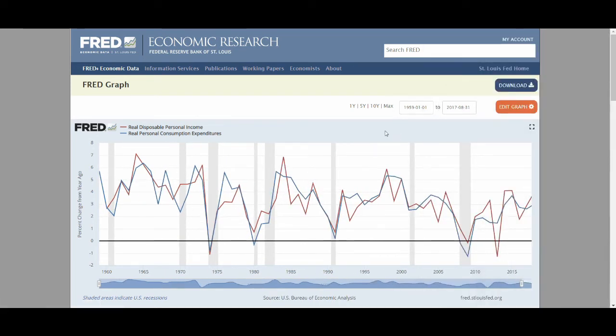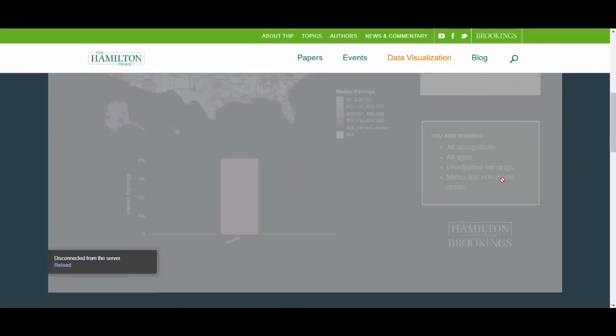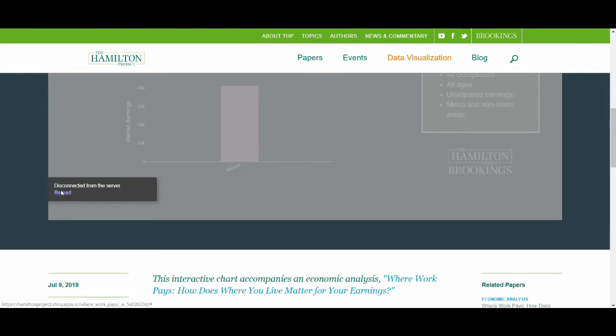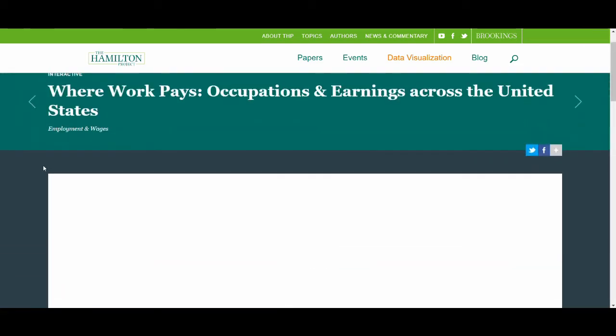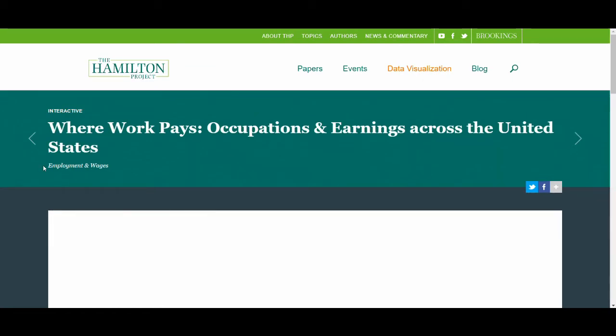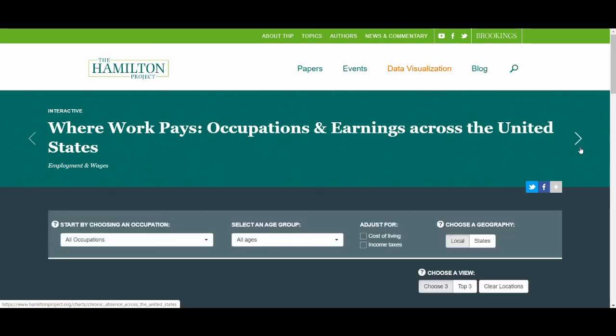All right, so now that I've shown you this update, let me take you to one of the things that we should think about when we talk about income, and that is occupations and earnings. So let me reload this website so that we can check it out. The Hamilton Project, which is affiliated with the Brookings Institution, a nonpartisan think tank, produced an interactive called Where Work Pays, Occupations and Earnings Across the United States.